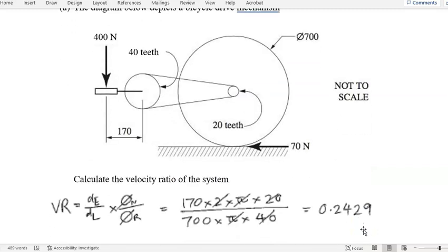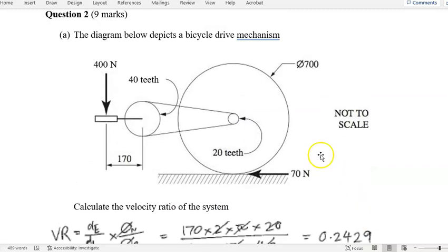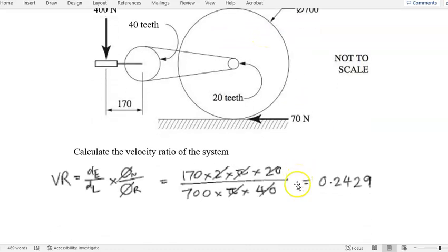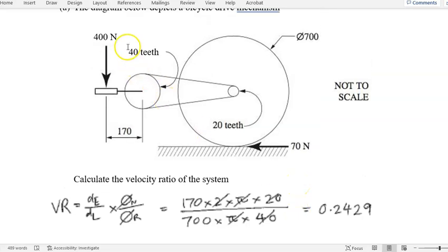Okay. Question 2. The diagram depicts a bicycle drive mechanism. We see lots of these questions. There was talk before the exam about having the force be at an angle. I didn't do that. I thought about it. People watching this video, especially if you're doing the HSC in 2024, you might want to think about preparing for that, but maybe not.